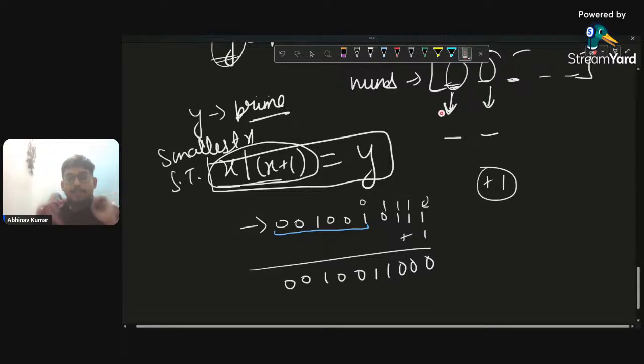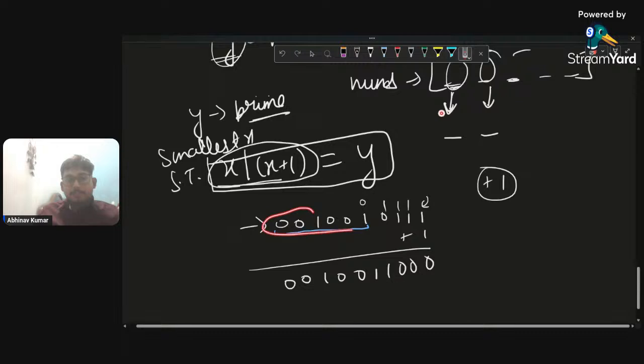So whenever we add 1 to any binary number, what happens? From the LSB, if we have some consecutive ones, all those ones would become 0, and the first 0 that we get would become 1. So basically, up till here all the bits are flipped. That's what happens when we add 1.